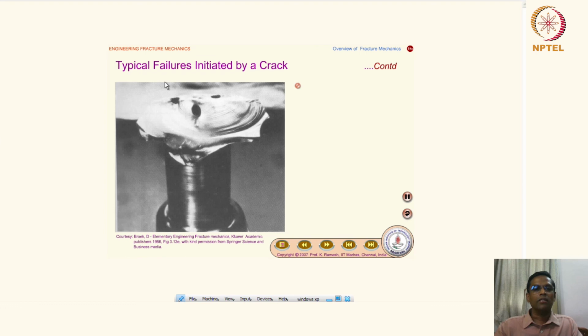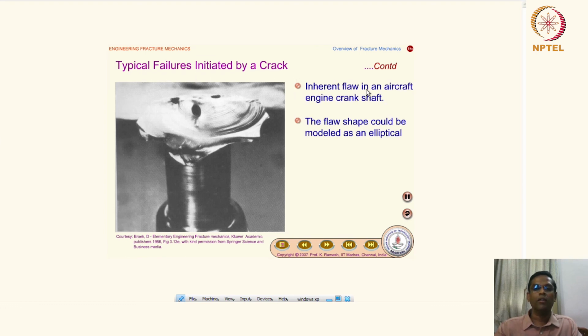This is another example of an inherent flaw in the aircraft engine crankshaft. So the flaw shape could be modeled as an elliptical crack. So this is a crack whose shape appears as an ellipse. Just to give a visual impression, this animation is done. So this is an example from the aircraft engine crankshaft.